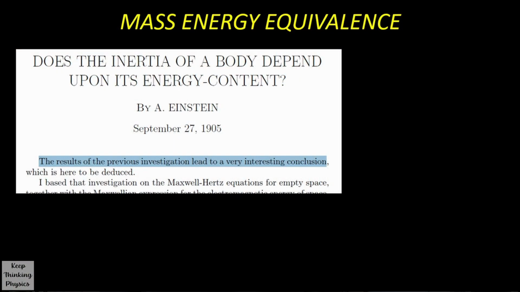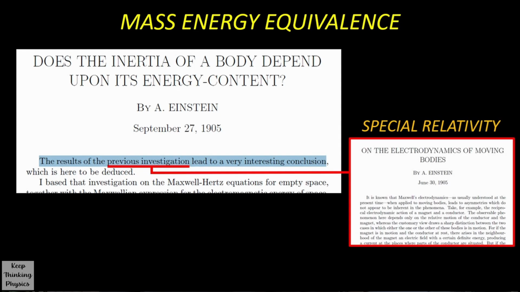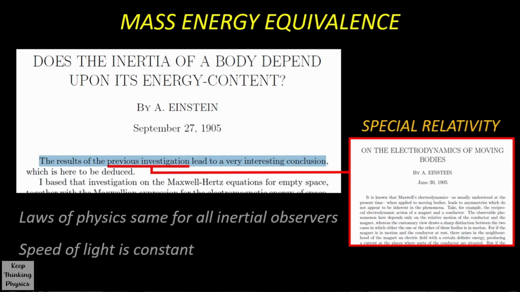In the first line of the paper, Einstein says that the results from the previous investigation lead to a very interesting conclusion. The previous investigation he's referring to was the special relativity paper. So this mass-energy equivalence paper just deals with one idea that Einstein had after he'd published the special theory of relativity. He reminds us of the postulates of special relativity and then assumes that we are familiar with the results from the special relativity paper. So the mass-energy equivalence paper starts where special relativity left off.